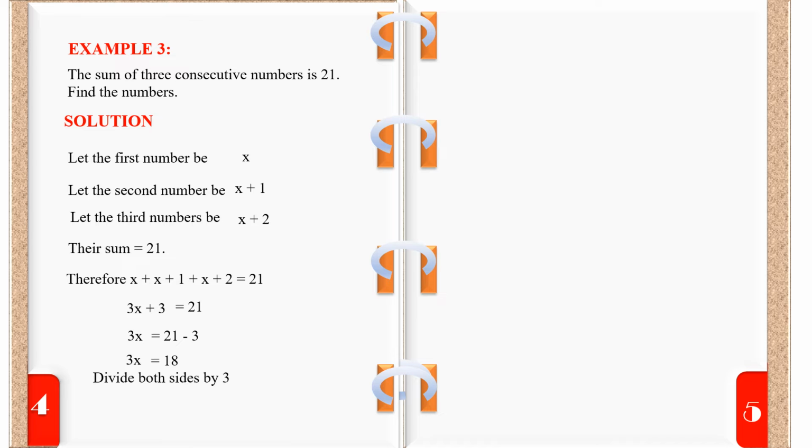So divide both sides by 3. Since 3 is the coefficient of X, 3X over 3 equals 18 over 3. So our X equals 6.